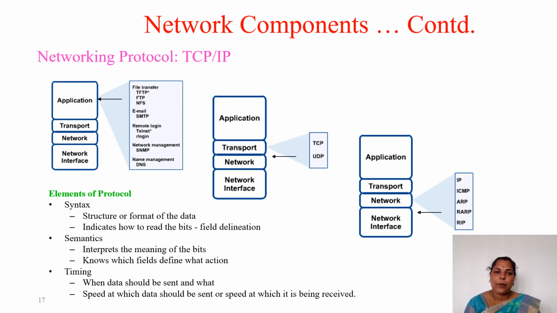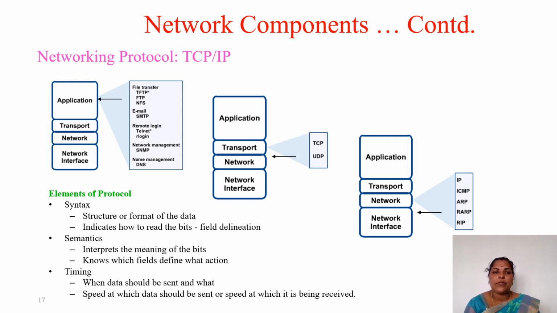Next is networking protocol. Mainly we see that the TCP/IP protocol is used. It is having the network interface, network transport and application layer. This is the layered architecture of TCP/IP. In the application layer we are having the file transfer protocol, email, remote login, many things are available. In the transport layer, we are having protocols like TCP, UDP, and in the network layer, we are having ICMP, ARP, RARP, RIP, all those things are there.